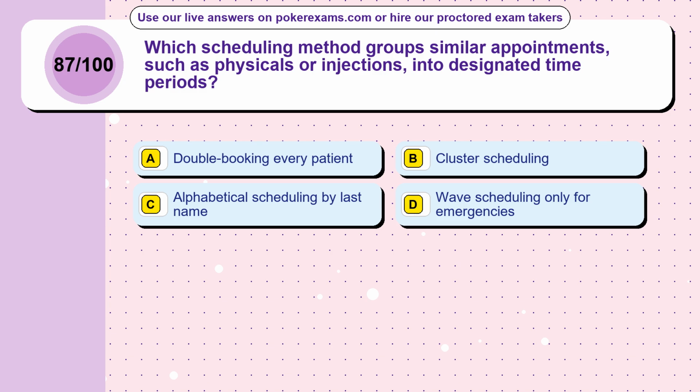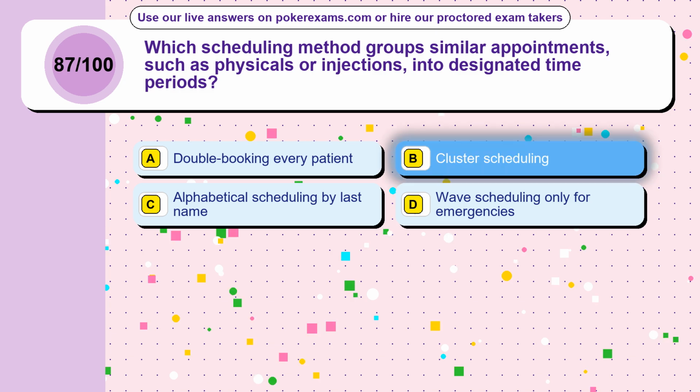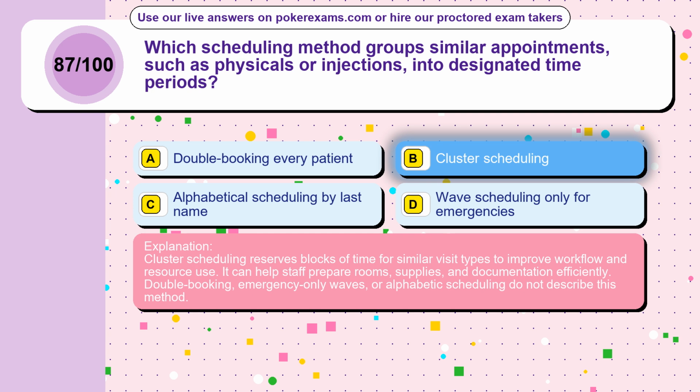Cluster scheduling. Option C. Alphabetical scheduling by last name. Option D. Wave scheduling only for emergencies. The correct answer is option B. Cluster scheduling. Cluster scheduling reserves blocks of time for similar visit types to improve workflow and resource use. It can help staff prepare rooms, supplies, and documentation efficiently. Double booking, emergency-only waves, or alphabetic scheduling do not describe this method.